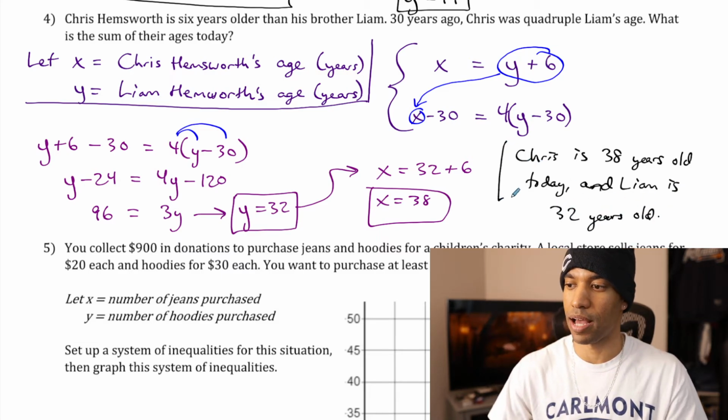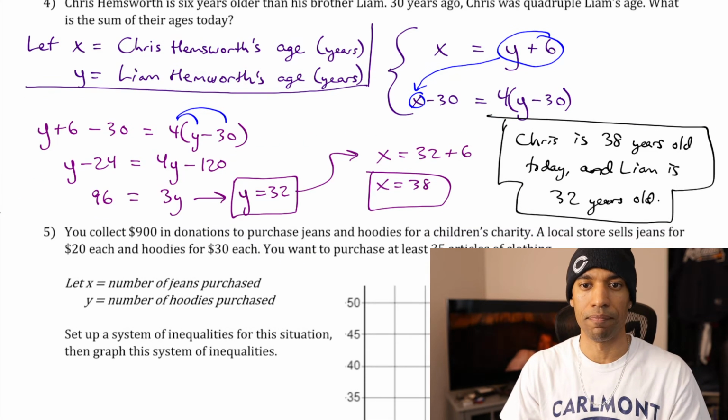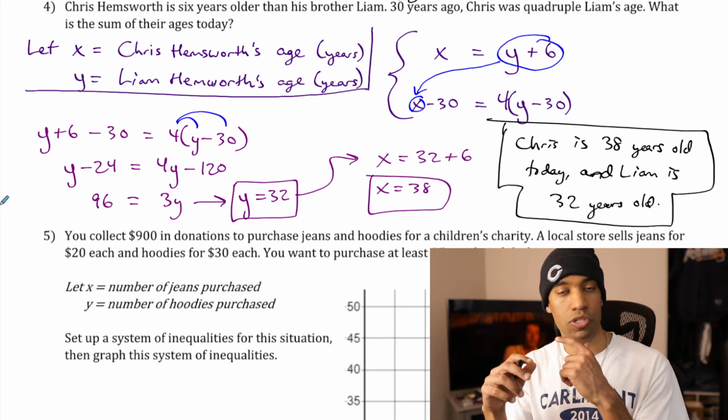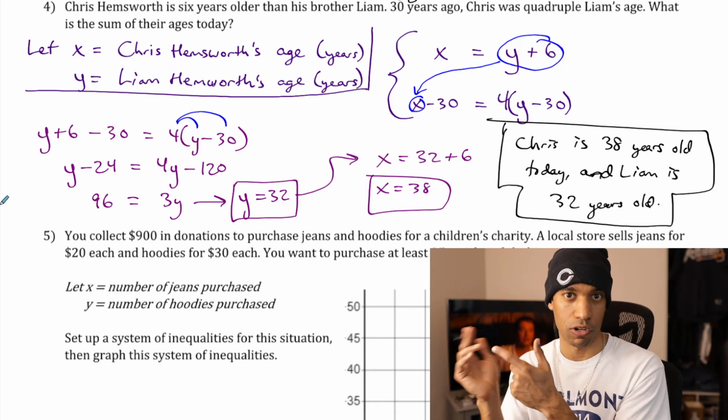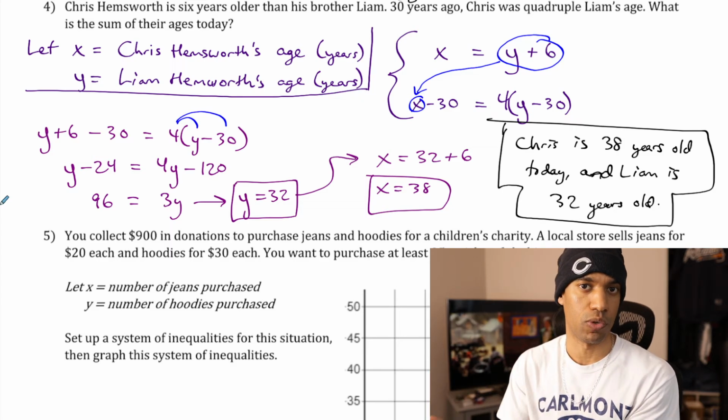Now, does this apply? I mean, look, that's the answer, and we set up the equations to work, but does it work with the 30 years ago scenario? 30 years ago, how old were they? 30 years ago, Chris was 8 years old. 30 years ago, Liam was 2 years old.